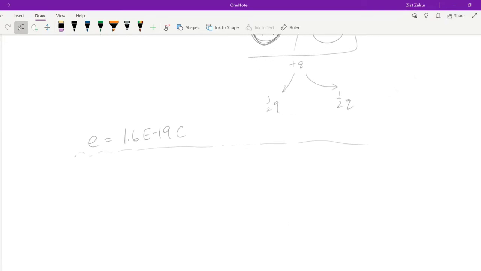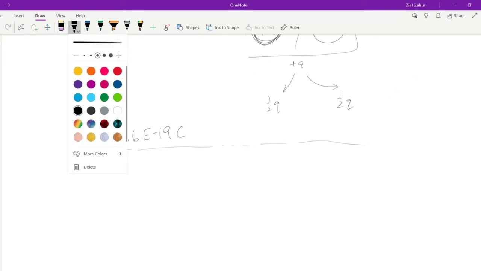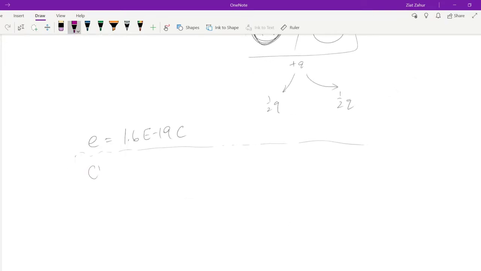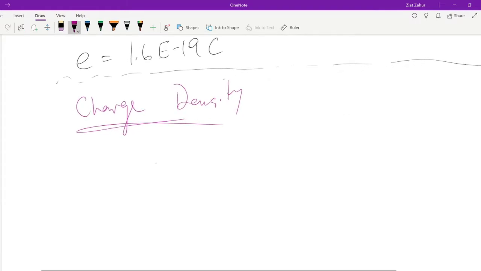We used lambda for densities again. So these are charge densities. Lambda is still charge per length. So this is linear charge density.